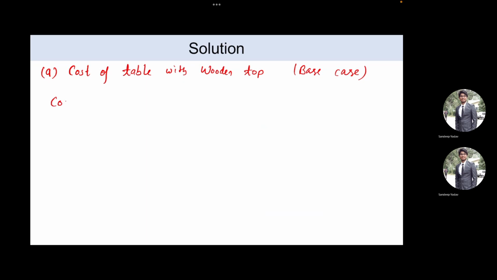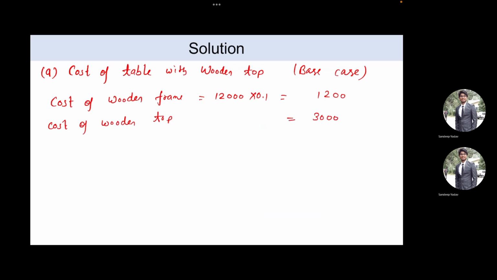So let's calculate. Cost of wooden frame is 1200 into 0.1, that is final cost will be 1200. Cost of wooden top will be 3000.